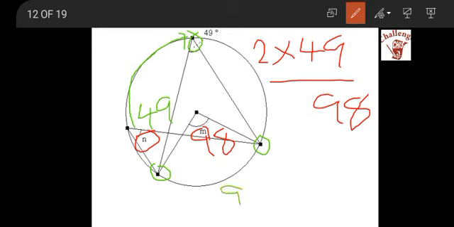Also 98 equals 2N. Then we divide by 2, and we get the same answer, 49. That means N equals 49.